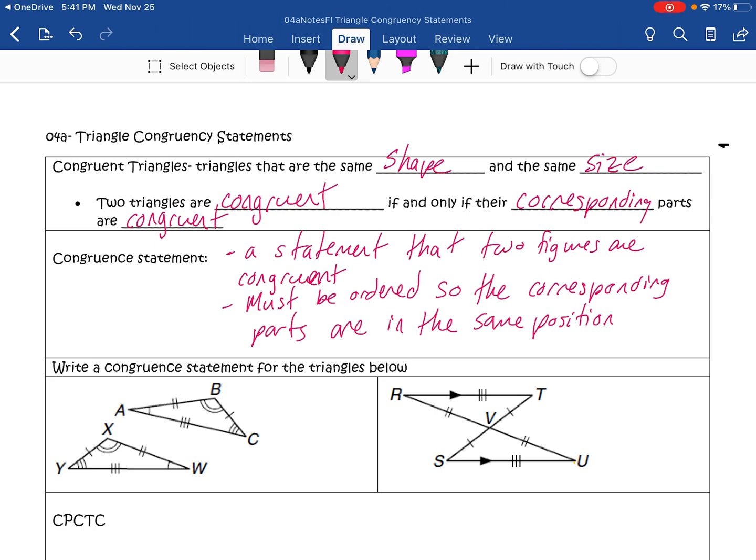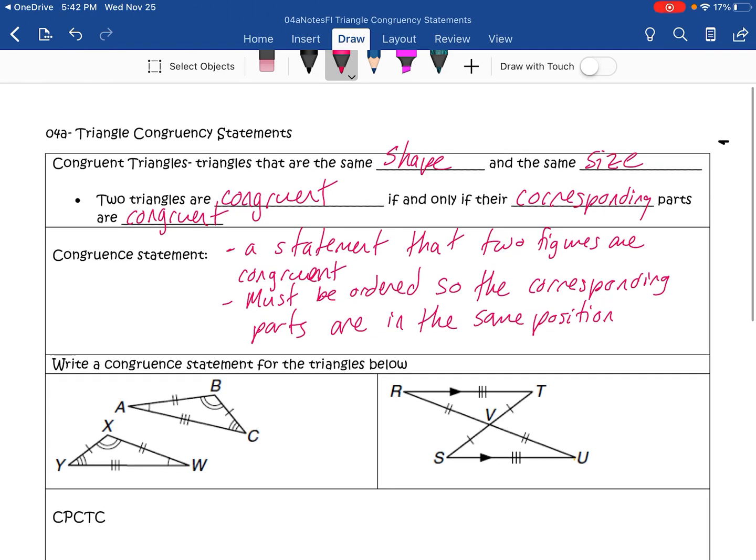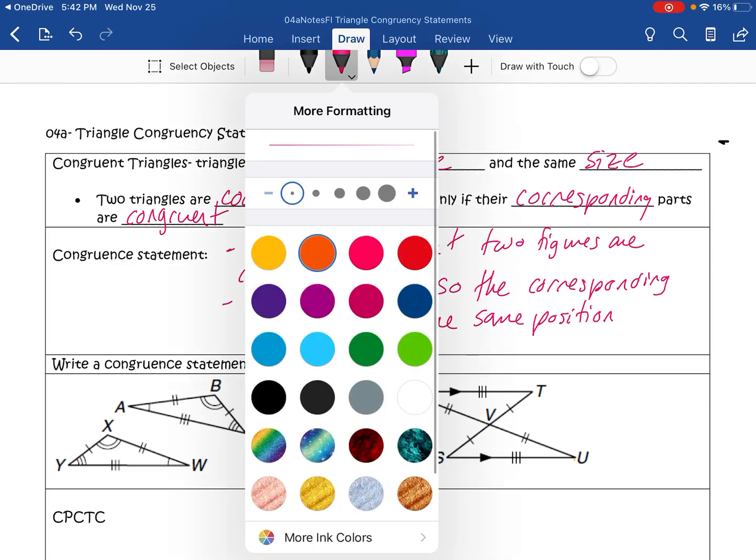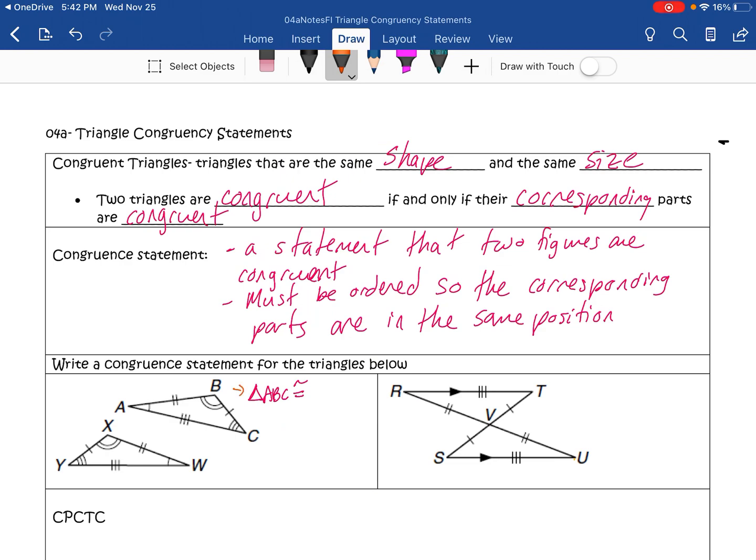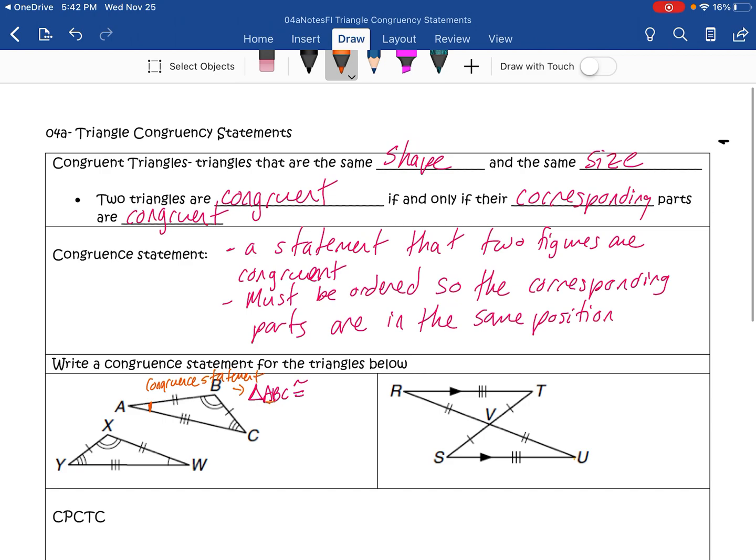So I have two triangles here. I know all of the parts are congruent, all of the sides, all of the angles. So I know that those triangles are congruent, which means they're exactly the same. So for this here, if I said triangle ABC is congruent to, and this right here is a congruent statement. Okay. I know that angle A is congruent to angle W, so I know it's going to be triangle W.